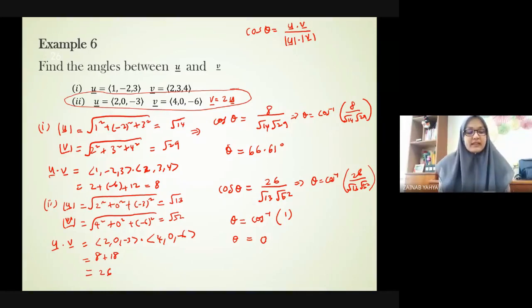Any questions? There is another method by using cross product. We will learn it in the next class.